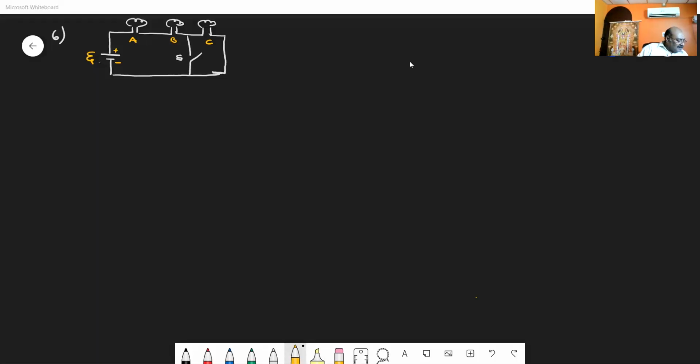Problem number 6. Three identical lamps as shown in the figure, each having a resistance R, are connected to a battery of EMF as shown in the figure. Suddenly, the switch S is closed. Now, what are asked? A. Calculate the current in the circuit when S is open and closed.